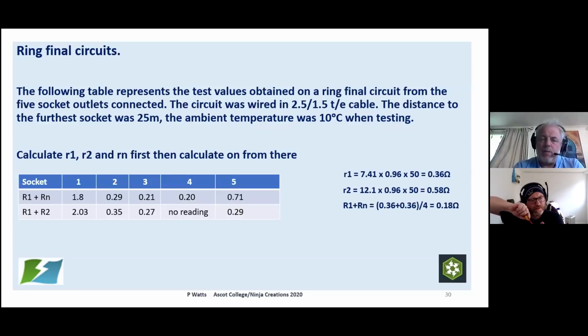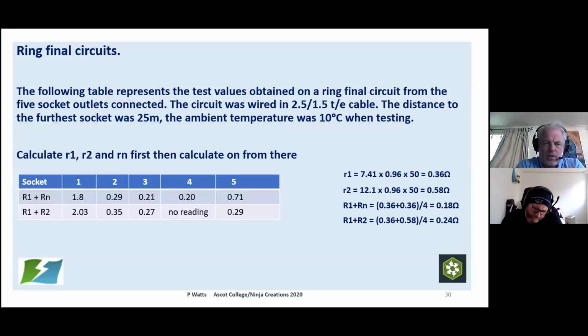If we do the same with R1 R2, we've got 0.36 and 0.58. Add those together, divide it by 4. We've got an R1 R2 value of 0.24. So not allowing for any discrepancy for terminations and stuff like that. Okay, the values we're looking for are R1 Rn 0.18, R1 R2 0.24.